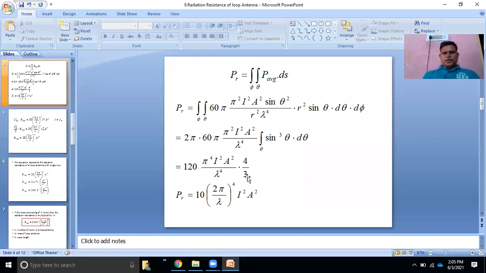From this, if you multiply by 3, what do we get? Here we are getting 160: 3 fours are 12, 40 into 4 is equal to 160. Now I am taking the 16 inside, 2 pi by lambda whole power 4, that is beta actually. See here, pi power 4 is there, and here lambda power 4 is there. That's why I'm writing 2 power 4, which means 16. 16 tens are 160. Therefore, the total radiated power is 10 into 16 pi power 4 by lambda power 4, I square, A square.